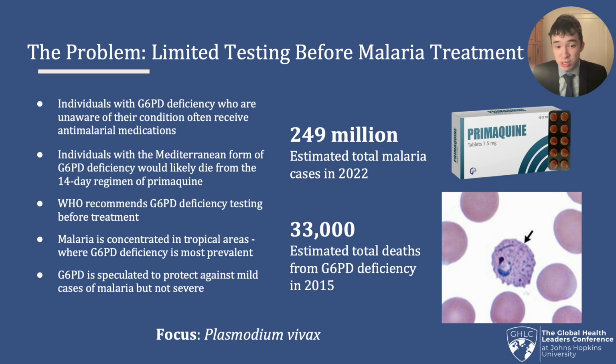Malaria is concentrated in tropical areas where G6PD is most prevalent. And interestingly, this is not a coincidence. G6PD is speculated to protect against mild cases of malaria, but not severe. Malaria is still a persistent threat to this day, with 249 million estimated total cases in 2022. And G6PD deficiency is also a threat today, with 33,000 estimated total deaths in 2015. For the purposes of today, I will be focusing on the form of malaria Plasmodium vivax, as 2.5 billion individuals are at risk of infection from it.